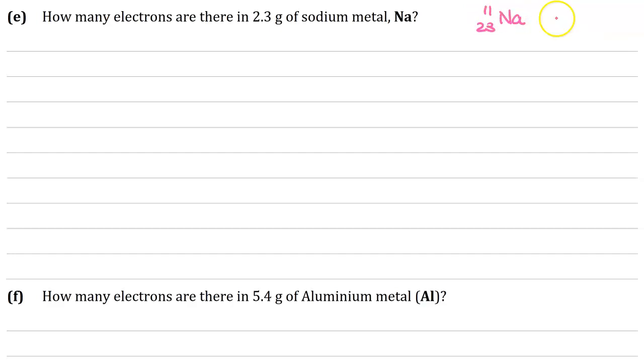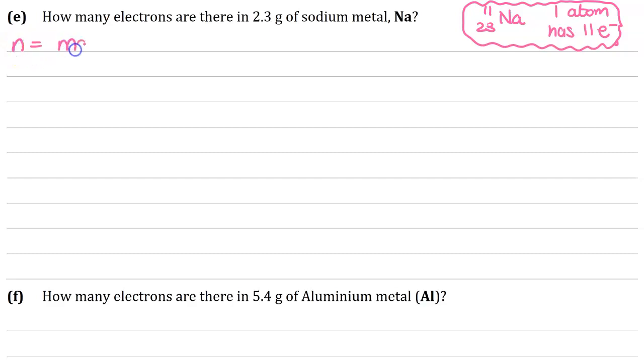So what we know about this is one atom has 11 electrons. Okay, so we can see that straight away, that one atom has 11 electrons. The first thing now we'll do is figure out how many atoms there are. But before we do that, we have to figure out how many moles there are.